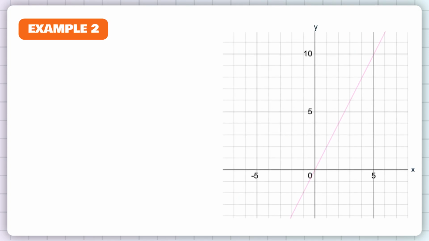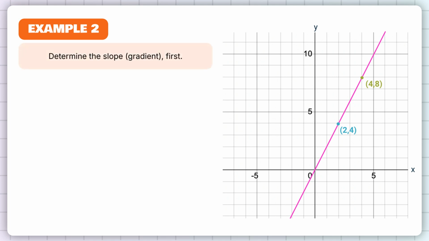Now let's say you are shown part of a graph with a straight line that passes through the points (2, 4) and (4, 8). Step 1 would be to determine the slope or gradient. The formula for the slope is the change in y divided by the change in x. Here the change in y is 8 minus 4. This is 4. The change in x is 4 minus 2. This equals 2. So the slope m is equal to 4 divided by 2. This is equal to 2.